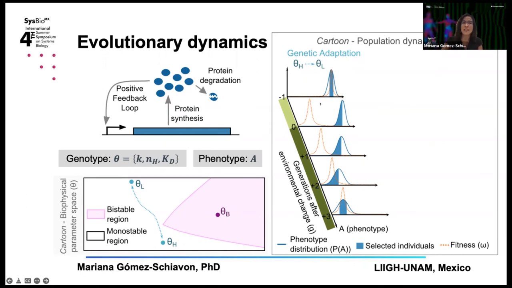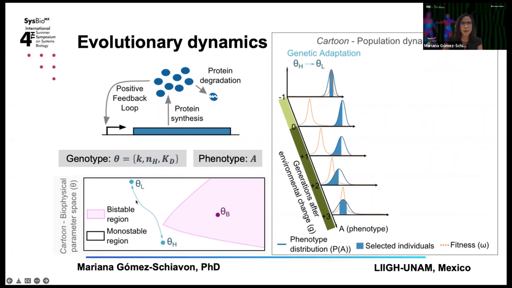Once the environment changes and now you are selecting for a different phenotype, then the population will gradually shift toward this new optimal value, always selecting the individuals that do it better until you once again have your population centered around this fitness. And again, every generation you will have some individuals that get out of the ideal optimal, but natural selection keeps it in place, right?